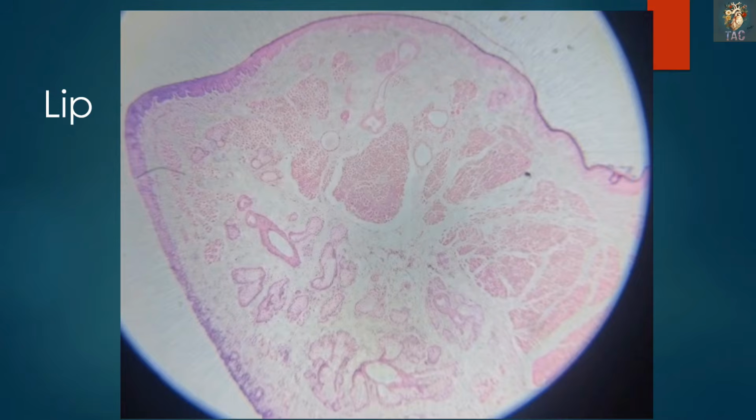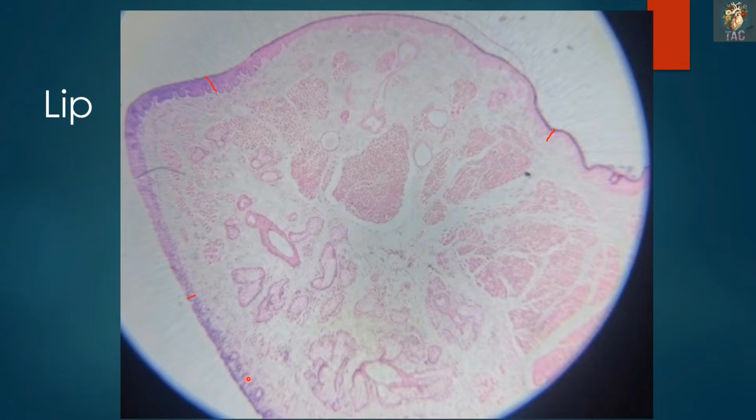Here you can see. So different points to identify in this slide are: first you can see this is the epithelium. Also again on this side you can see this one is the epithelium, and over here you can also see that this is the epithelium. So this one is epithelium. So first point you have to remember that this lip is lined by the stratified squamous epithelium.